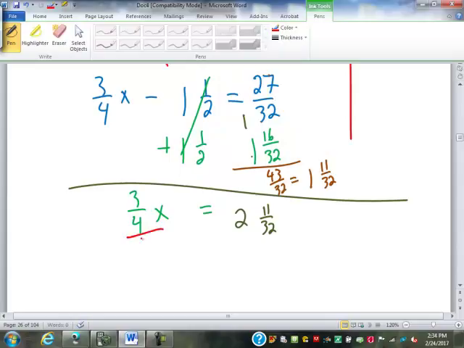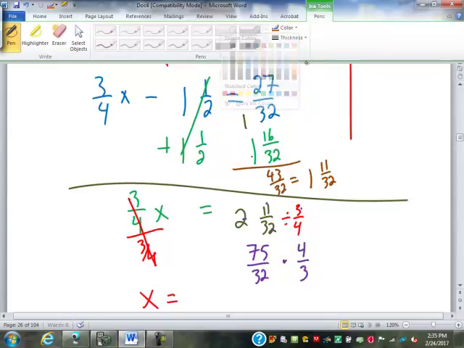Divide by 3/4. Divide by 3/4. That leaves me with x here. I have to divide by 3/4 over here. So I have to make this improper. 2 times 32 is 64. Plus 11 is 75 over 32. Dividing by 3/4, I'm going to multiply by 4/3.